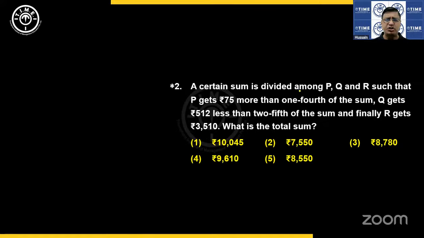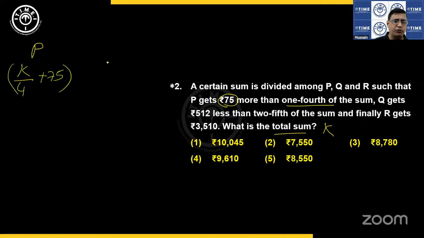A certain sum is divided among P, Q, and R such that P gets 75 rupees more than 1/4 of the sum. Q gets 512 less than 2/5 of the sum. Finally, R gets 3510. Find the total sum. Here I'm taking the total sum as K. P gets how much here? P gets 75 more than 1/4 of the sum. 1/4 of the sum is 1/4 of K, plus 75. This is the value of P.